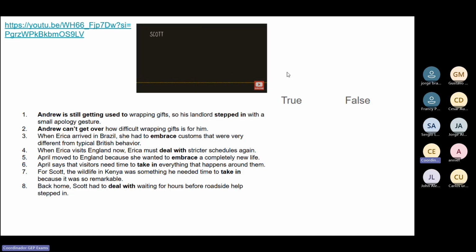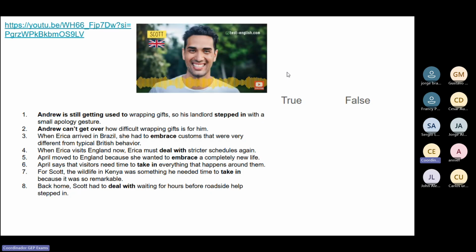Scott. I moved to Kenya to work on a wildlife conservation project. The sheer scale of the landscapes here is breathtaking. Nothing prepared me for seeing elephants roam freely under the vast open skies. But what really surprised me was how much people rely on community. People's lives here are deeply connected, whether it's families sharing meals, neighbors looking out for each other, or strangers offering a helping hand without hesitation.